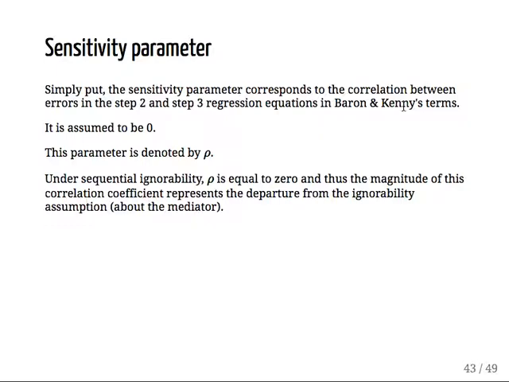And this parameter is denoted by rho. That's just the terminology they use. And under sequential ignorability, rho is equal to 0. So if there are no hidden confounders, then we satisfy the Baron and Kenny type thing, and it is 0. And so any value of rho that we estimate which is larger than that means we're departing away from this assumption of sequential ignorability.